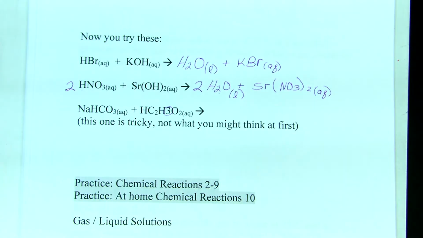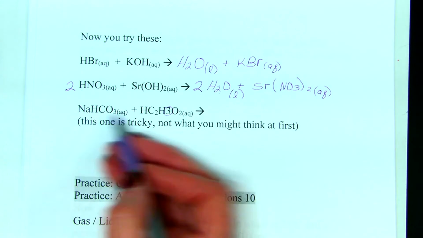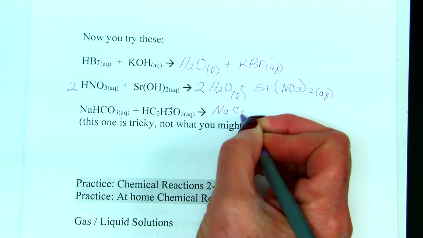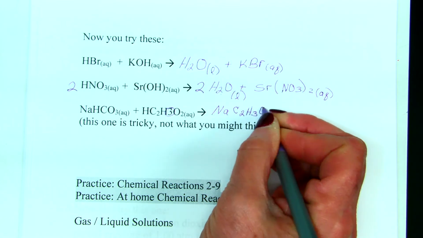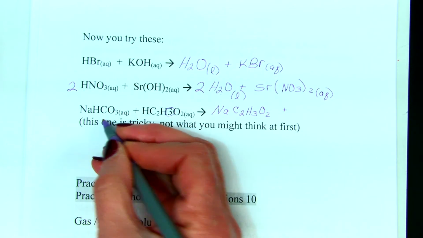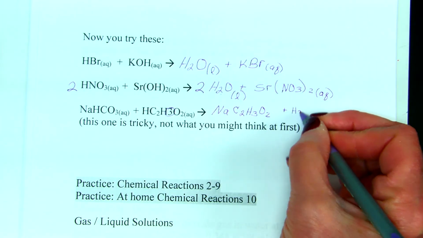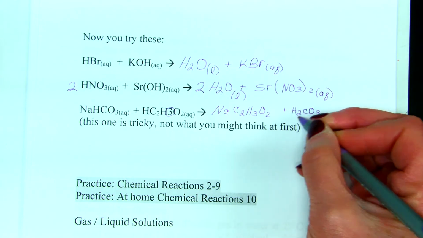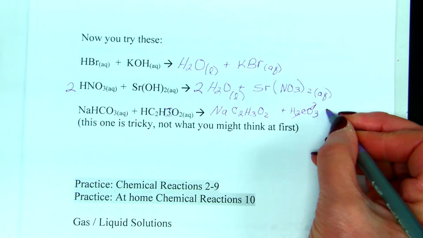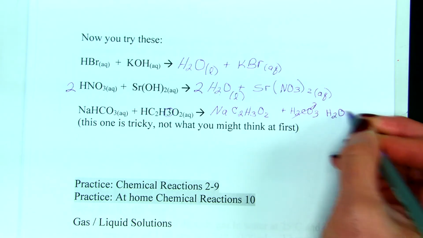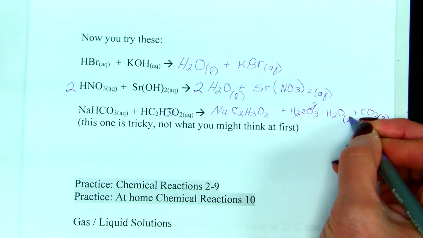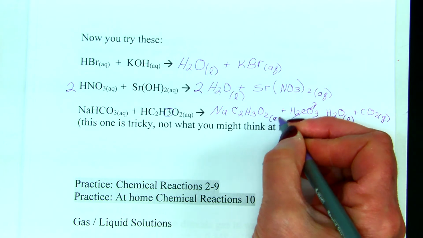Okay, now the last one. This was the tricky one. Sodium hooks up with acetate, so we get sodium acetate. And then hydrogen hooks up with hydrogen carbonate, which would give us carbonic acid. Oh, wait a minute, I remember. Carbonic acid really gives me what? Water and carbon dioxide. Carbon dioxide is a gas, water is a liquid, sodium acetate is aqueous.